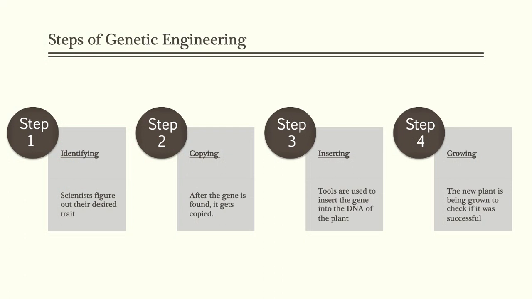The third step is inserting. They then utilize tools to insert the gene into the DNA of the plant, giving it the trait that they wanted. And the last step is growing. The new plant is now being grown to check if it was successful. They continue to supervise to see if it was successful, and they go through extensive reviews and tests before it could be sold to consumers. Sometimes it could take up to several years before a genetically modified plant can be bought in grocery stores.